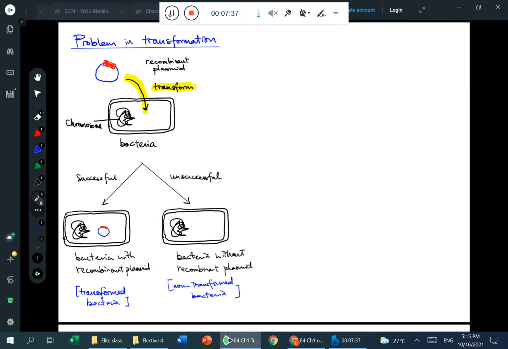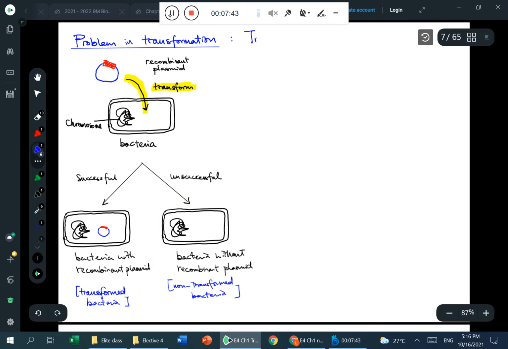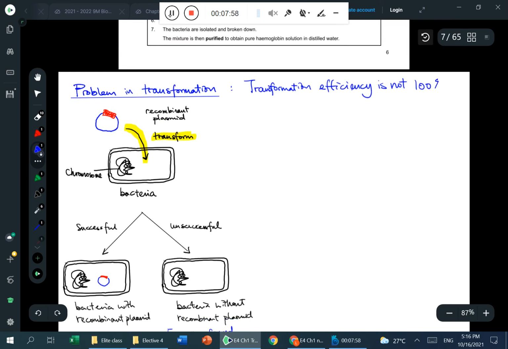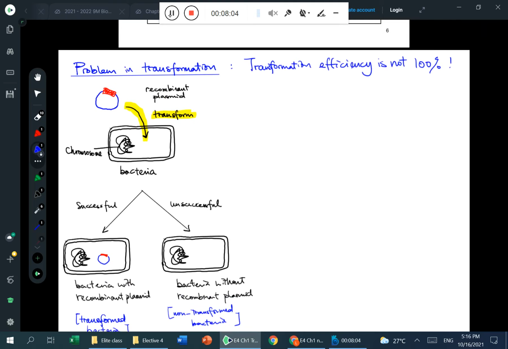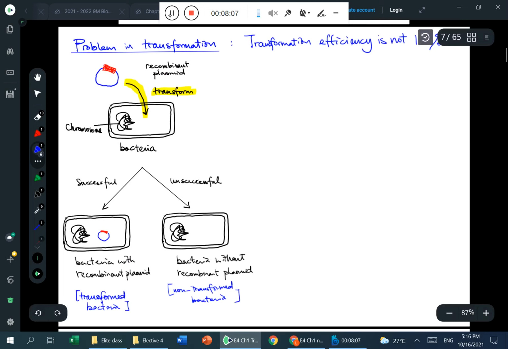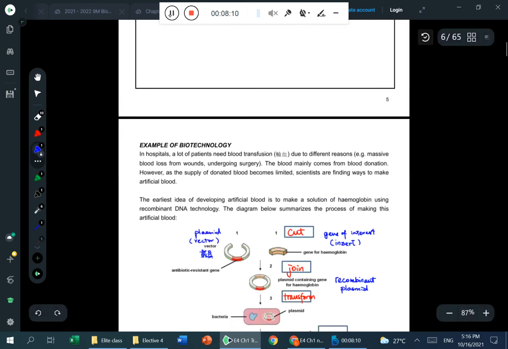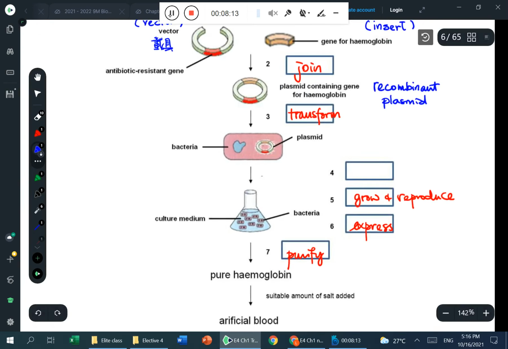So the first thing that you realize here is that what we are talking about is the transformation efficiency. And this transformation efficiency is not perfect. It's not 100%. So what can you imagine? What's the problem if we let it go on for step 5 and step 6? So pause and think a little bit, and how it was going to affect the yield.